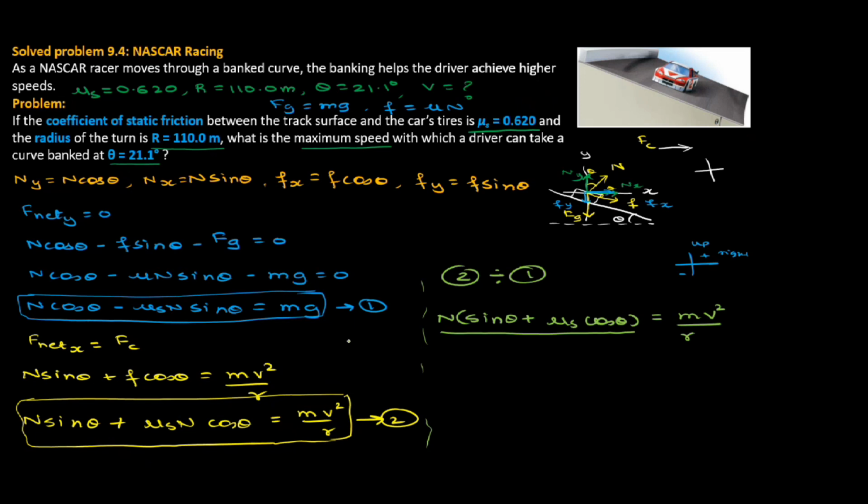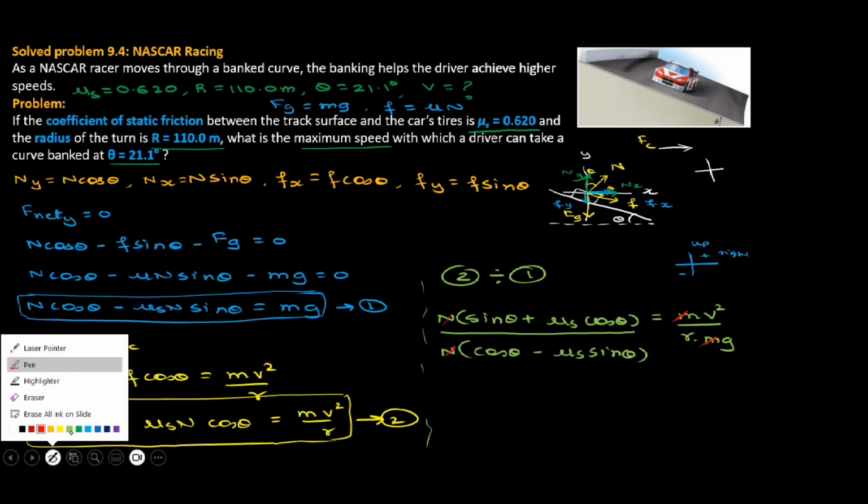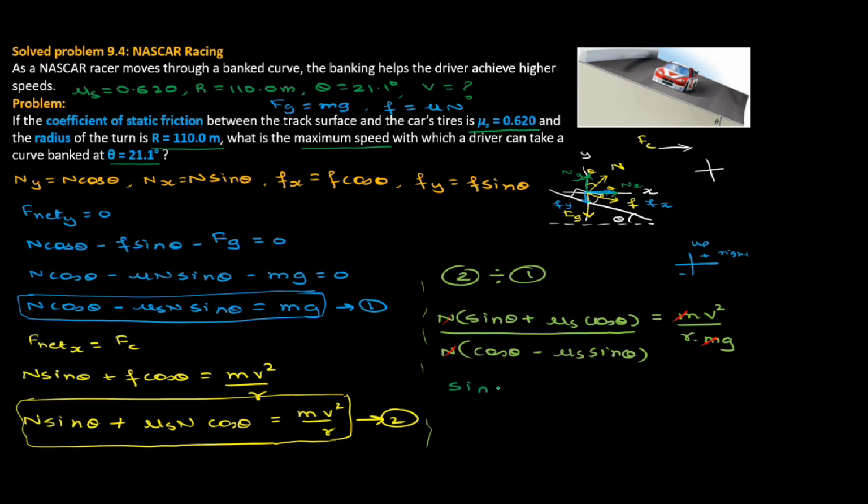divided by equation 1. Again, in equation 1, we are going to take N as common from the left hand side. Then we write cosine theta minus mu s sine theta. And then we have mg here, so we multiply with mg at the bottom. Then we can cancel off the common terms. I will cancel the m from the top and the value of N here. After we cancel the common terms, we are left with sine theta plus mu s cosine theta over cosine theta minus mu s sine theta equals v squared over r g.